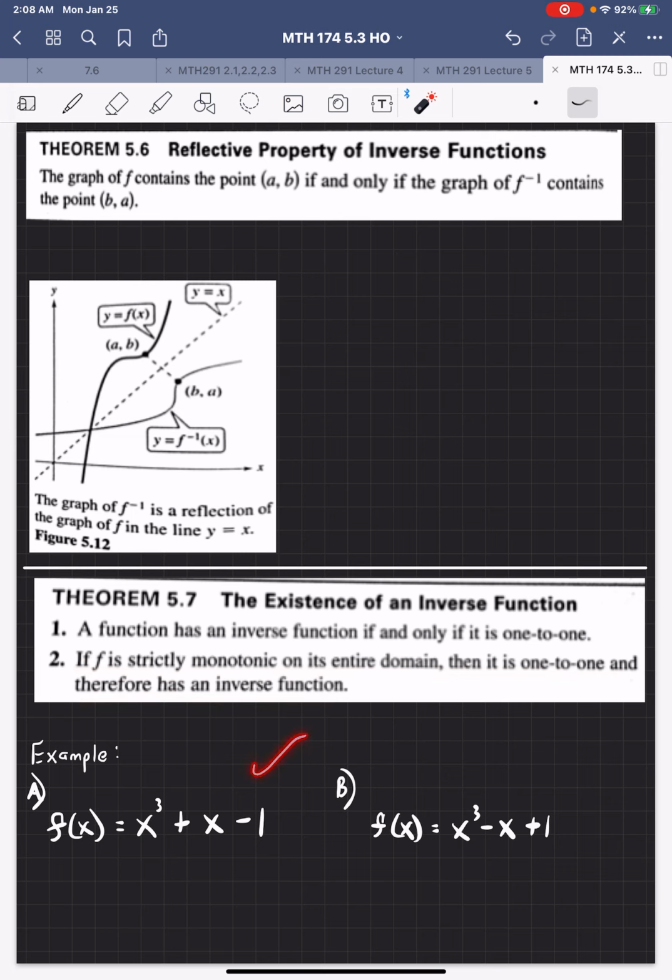So here's an example. We'll start with A. Say you wanted to show that this function has an inverse. In other words, maybe you're not asking what the inverse is. Your question is, how do you show that it must have an inverse? Well, let's see if we can use this theorem 5.7 to our advantage.